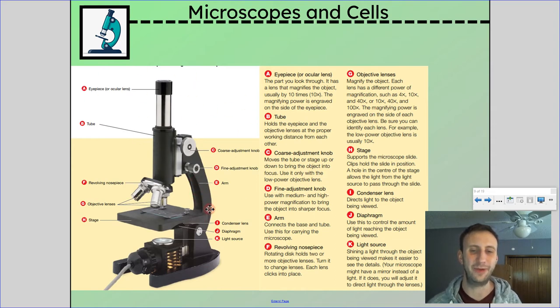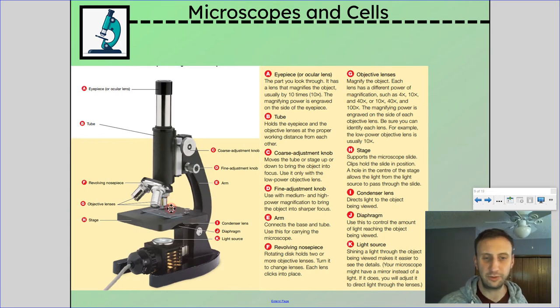Always grab it by the arm. Revolving nose piece, that's this portion right here. That is what allows us to select how magnified it's going to be. On the revolving nose piece, we have our objective lenses, at least two, sometimes three, sometimes four. And that actually lets us select how magnified we're going to look at this image.